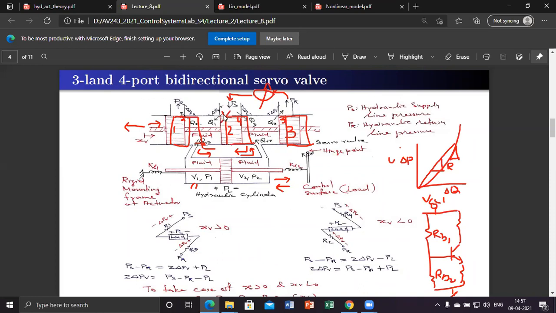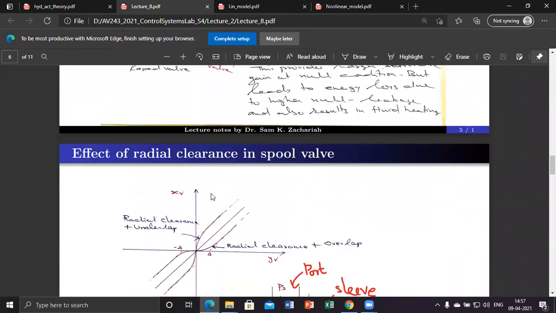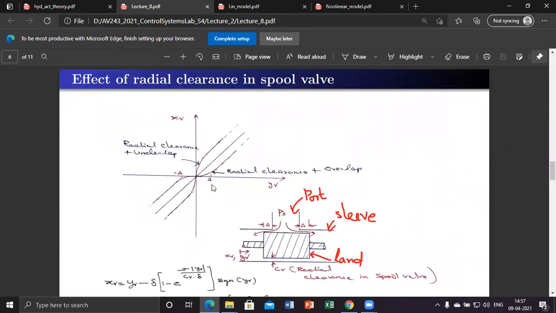The flow due to this underlap will bleed out. This will go as bleeding flow, bleeder flow. It will not be useful with respect to the actuator. That is why we are noting here that when YV is equal to 0, the effective hydraulic opening is still 0.